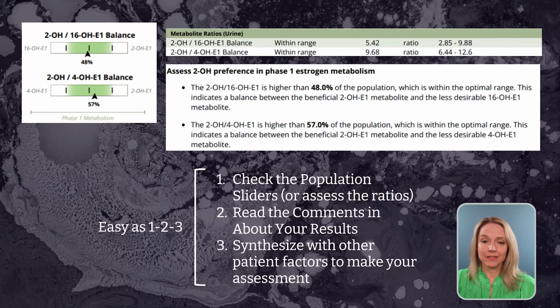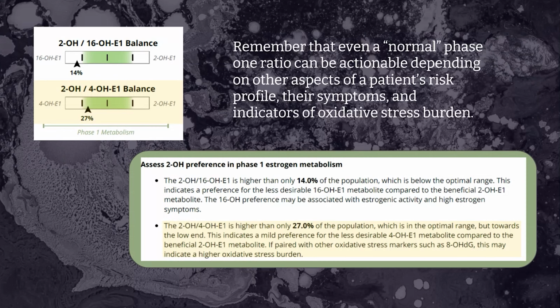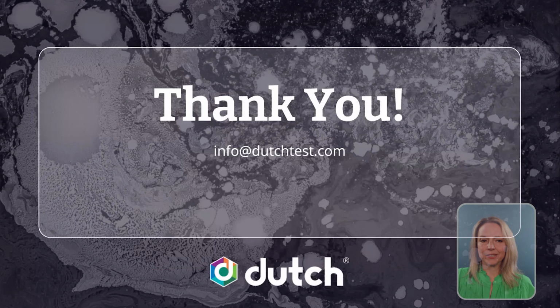Second, read the comments in your About Your Results section for that simple language on exactly what they mean. And third, use the findings along with other aspects of your patient's individual risk factors to make your final phase 1 assessment. And remember that sometimes even a normal phase 1 ratio might be actionable depending on other aspects of the patient's case, like significant symptoms or high parent estrogens, or maybe a significant oxidative stress burden. So set individual goals and be preventive. I hope this helps wrap your mind around the phase 1 sliders as we retire our old friend, the Dutch phase 1 pie chart.